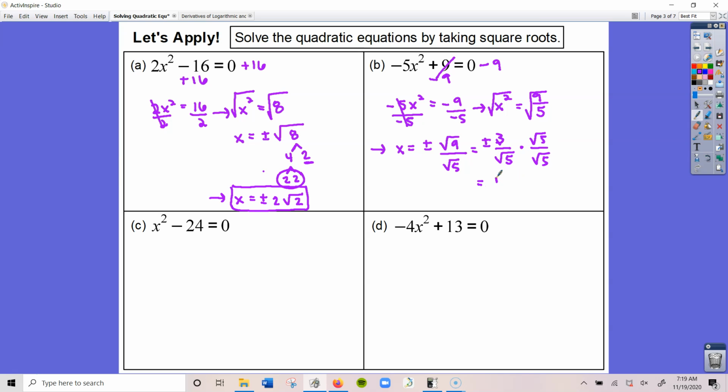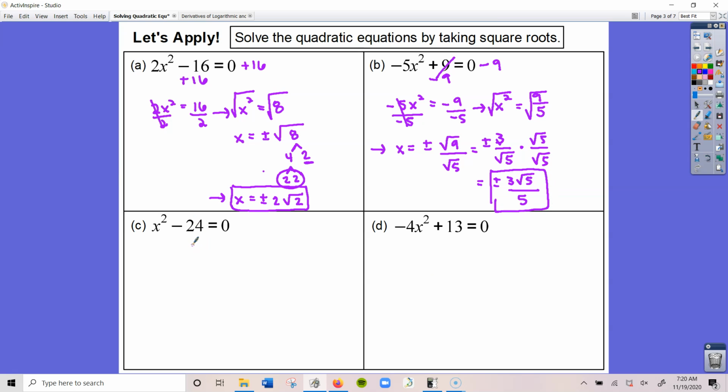And so my final answer would be plus or minus. Now 3 times the square root of 5, I cannot multiply those together. Like I cannot do the square root of 15 because 3 is outside of the square root where 5 is not. So when we multiply them, we would just write 3 square root of 5. Basically, just put them together. Then the square root of 5 times the square root of 5 is the square root of 25, which is 5. So this would be my final answer.